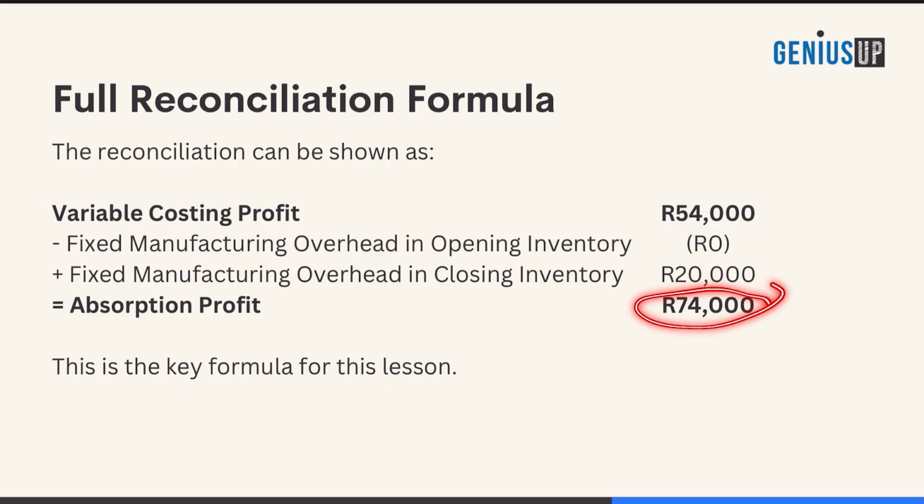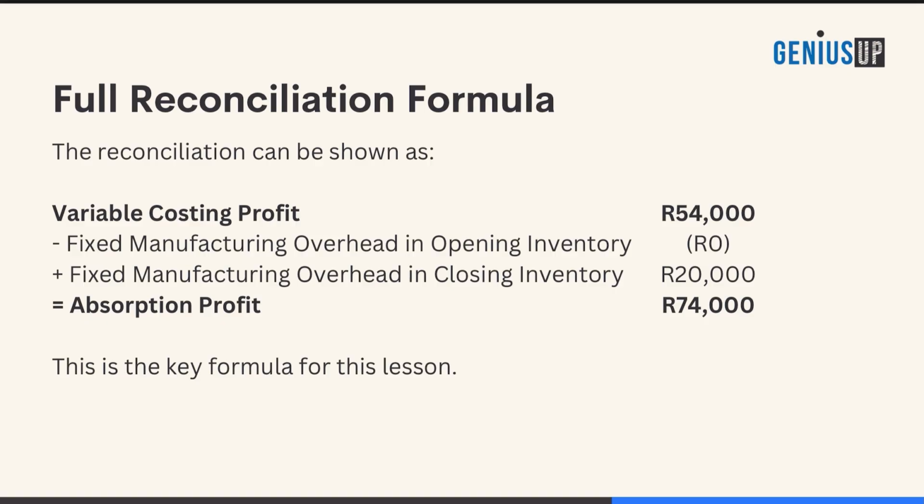An expense was deferred to the next year, causing the profit to be higher. So if you want to memorize the formula, just remember that you start with variable costing profit and then you end with absorption costing profit. So variable costing profit minus fixed manufacturing overheads in opening inventory plus fixed manufacturing overheads in closing inventory.